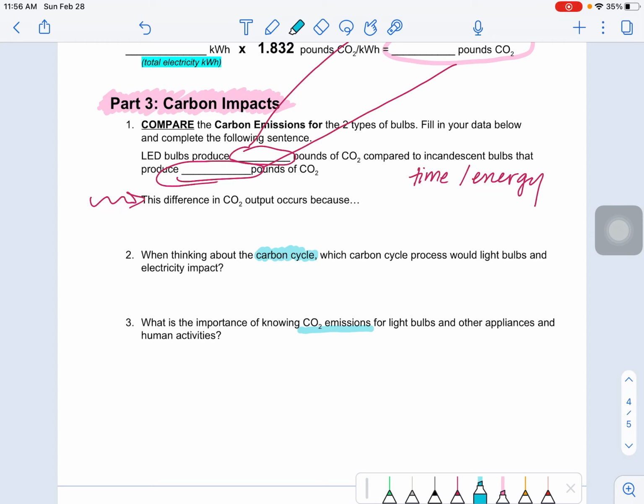So a little bit of connecting the dots here in part 3, using your data to explain why they have different data, and then here, why is that important to think about for light bulbs and all other appliances.